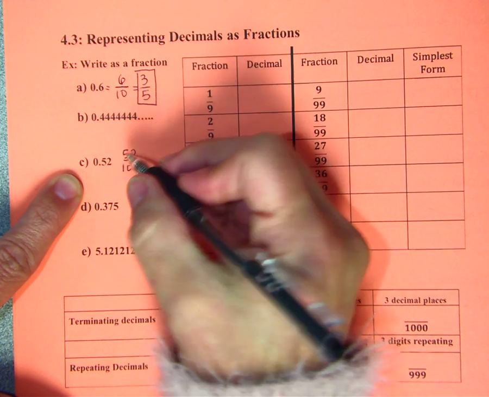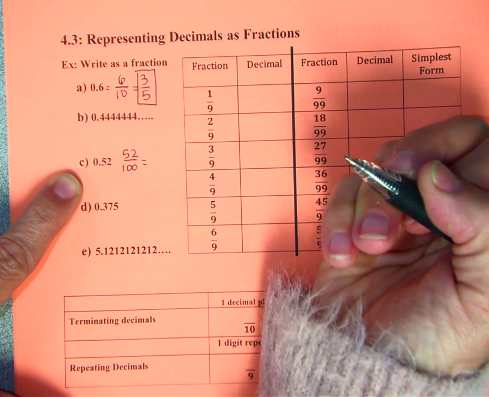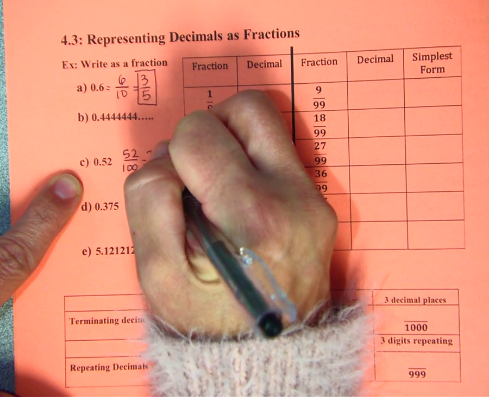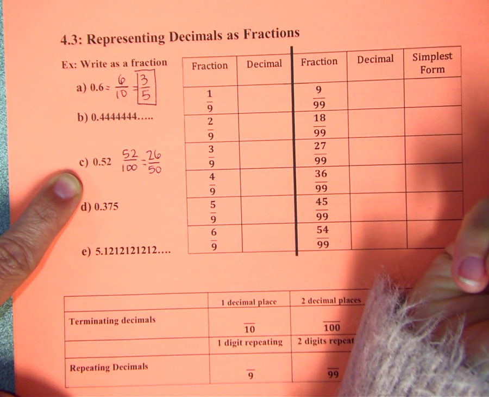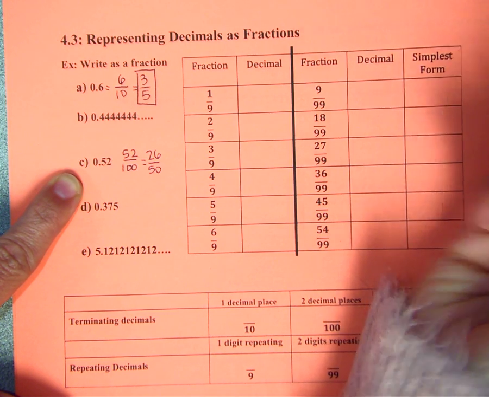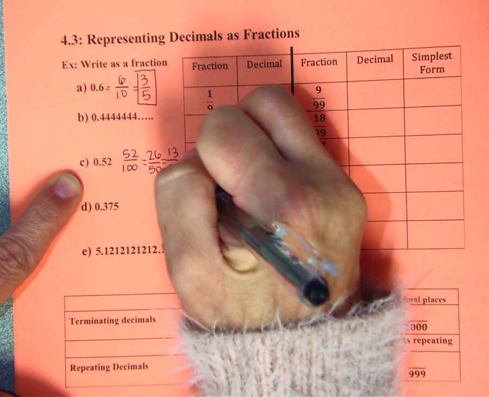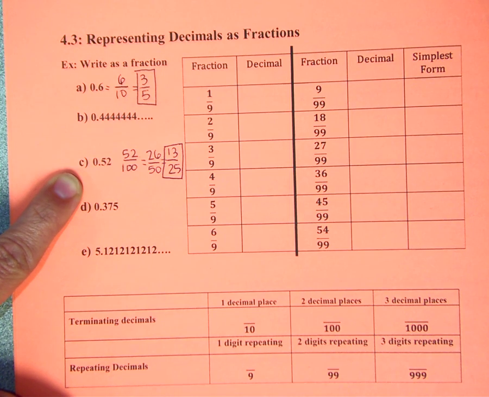Okay? And then we can reduce this. Both of those are even, so I could divide them by 2, which would make 26 out of 50. And then I notice, oh wait, those are both still even again. So if I divide by 2 again, I would get 13 out of 25. So we want to always make sure we reduce it all the way.